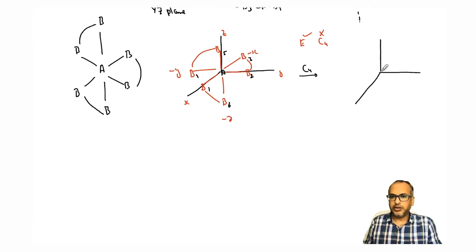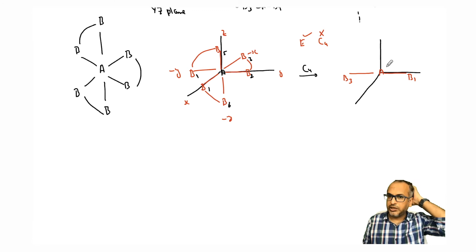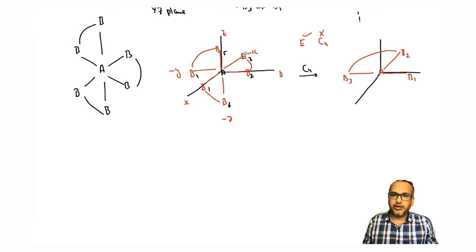Let us see. So you have A. Now I have B1 here and my B3 comes here. Okay. And what happens to B2? B2 goes here, and now B3 and B2 are connected, right? B3 and B2 are connected, and what happens to B4? B4 comes here, right?